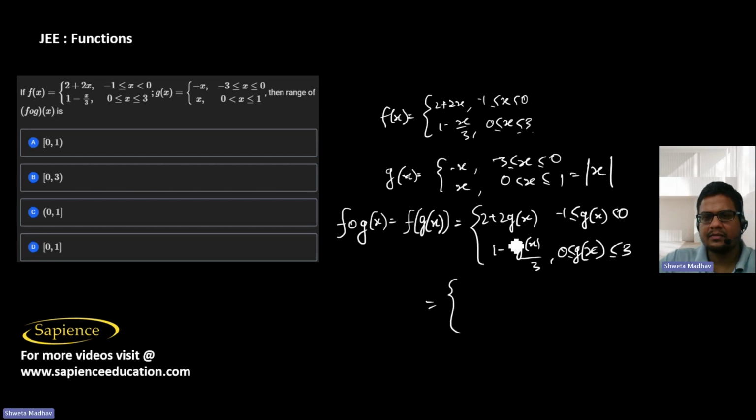So when g of x is from 0 to 1, it means that when x is from -3 to 0, then also g of x is from 0 to 1. Then also it will be 1 minus g of x by 3. So it will be 1 plus x by 3.